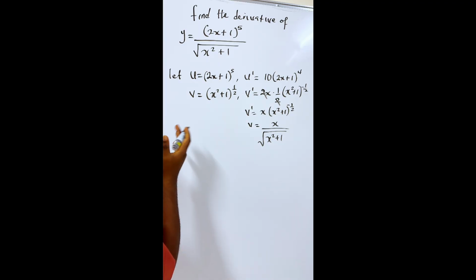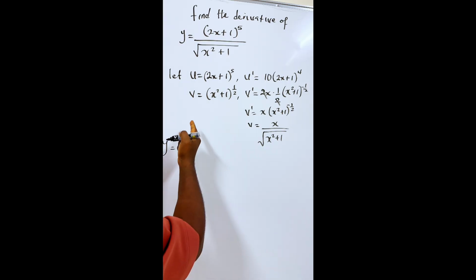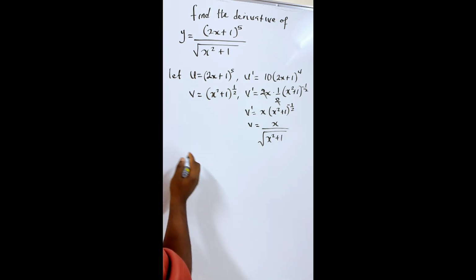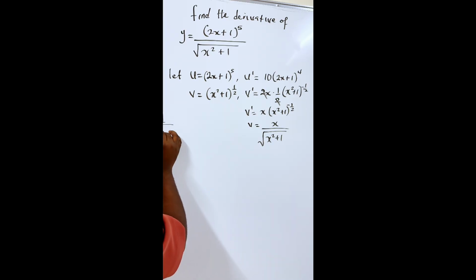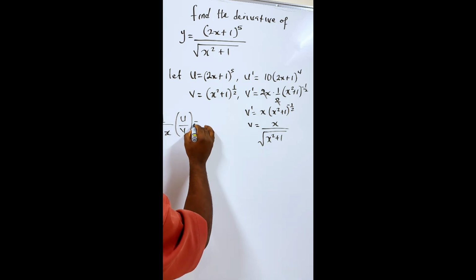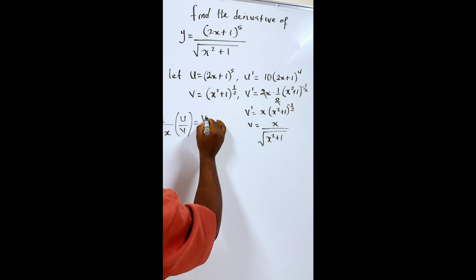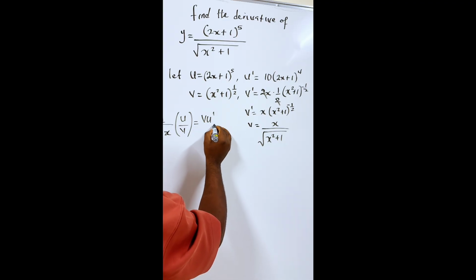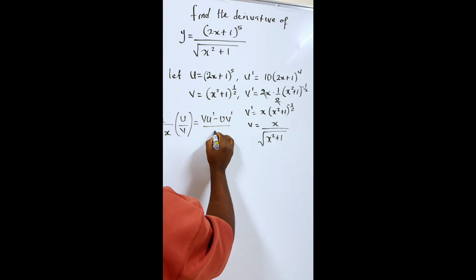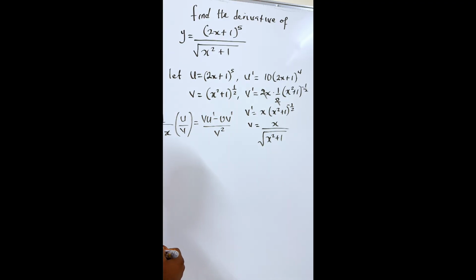Remember our quotient rule. Please watch the other video, you understand. So we have y prime will now be equal to, okay, so let's apply it to our quotient rule. We have u over v will now be equal to v multiplied by u prime minus u multiplied by v prime, over v squared. So let's apply that.